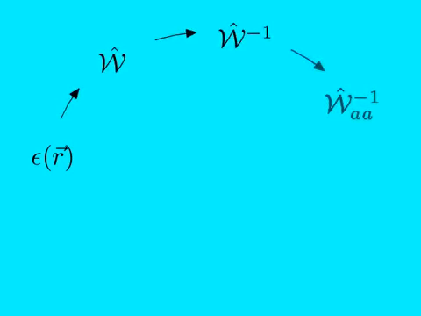Thus, we start from the response of each component. We build the wave operator, we invert it, we average it, we interpret it as a macroscopic operator, we invert it again, and we extract the macroscopic dielectric function.